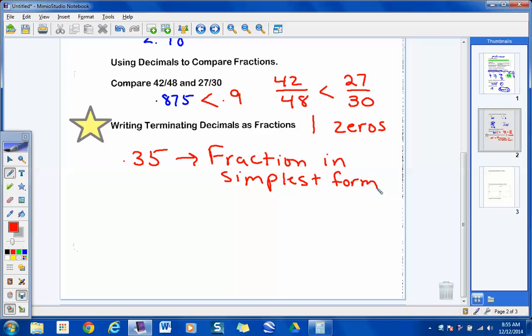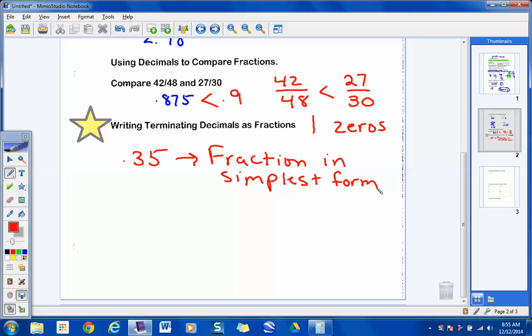Okay, here's how this works. First of all, 0.35, terminating or repeating? Terminating. 5 is the last digit, right? This is a question you ask yourself about terminating decimals: how many digits are there after the decimal point? Two. There's 2 of them, right?